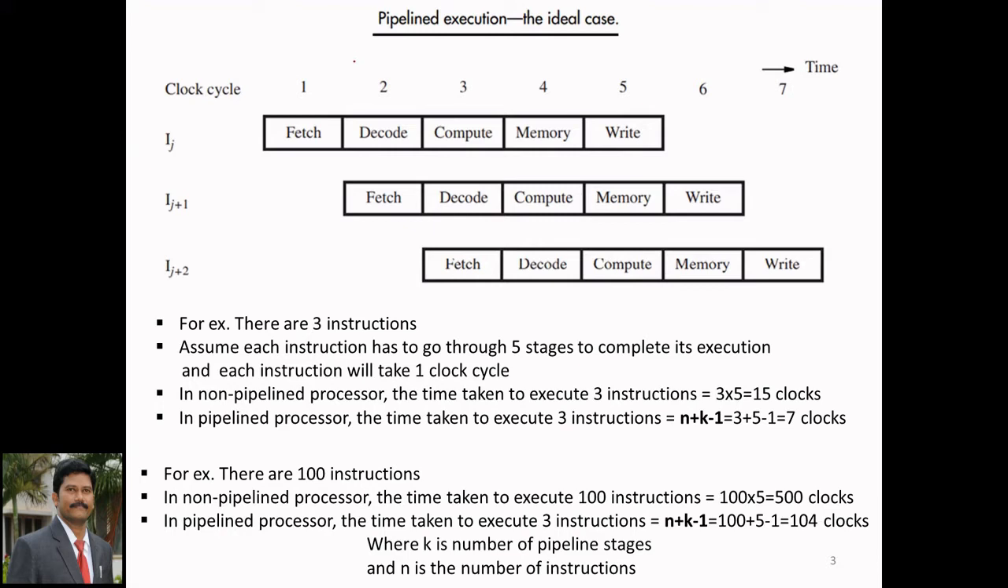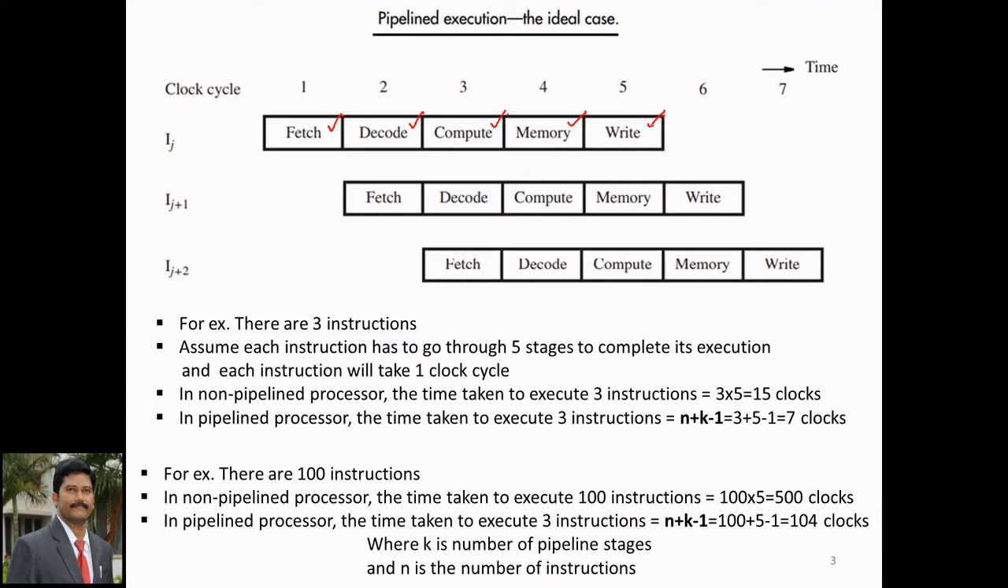Let us assume the CPU has 5 stages, 5 units: fetch the instruction, decode the instruction, finding the effective address, operation execution or computation, and to store the result, writing into the memory or register. So you assume a CPU consists of these 5 units.